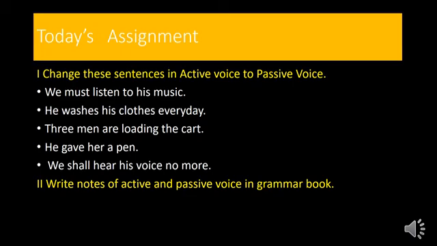Today's assignment is to change these sentences in active voice to passive voice. We must listen to his music. He washes his clothes every day. Three men are loading the cart. He gave her a pen. We shall hear his voice no more. Write notes of active and passive voice in your grammar book.